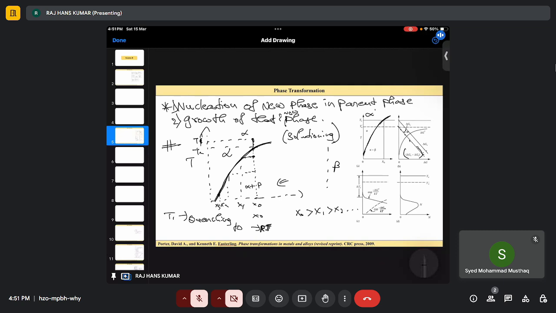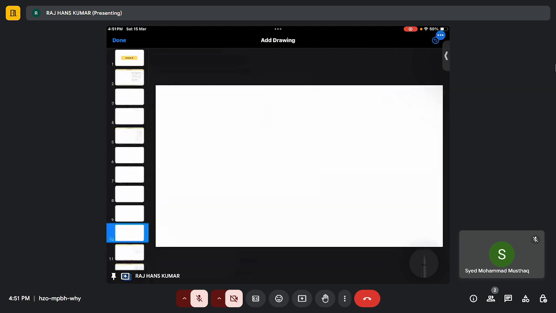Now coming to how the nucleation and growth rate define our crystal structure, or the microstructure of the crystal structure, the size of the grains. Now, let's take the homogeneous nucleation case.